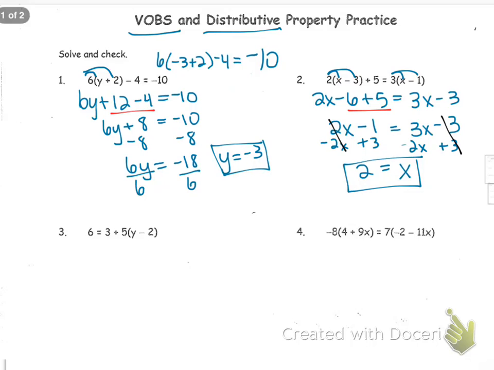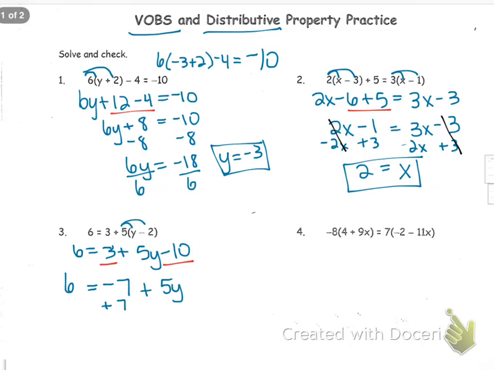Okay, let's look at number 3. What do I need to distribute? Right, 5. Okay, so 6 equals 3 plus 5y minus 10. Now, before I can move any numbers over, I need to combine like terms. 3 and negative 10 are like terms. So 6 equals negative 7 plus 5y, because a positive 3 and a negative 10 makes negative 7.